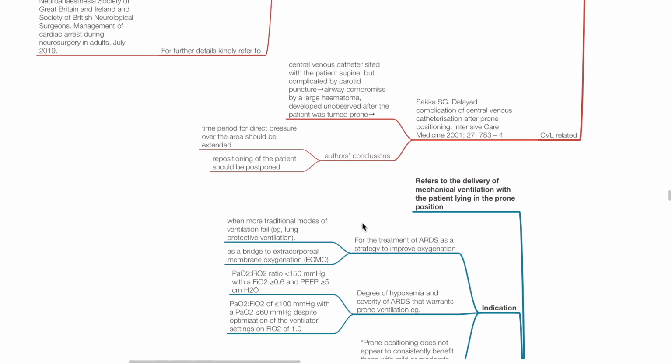CVL-related complication. This is a case report by Saka S.G. et al. in 2001. The CVL was sited with the patient supine, but is complicated by carotid puncture. Airway compromise occurred due to a large hematoma, which developed unobserved after the patient was turned prone. The author's conclusion: the time period for direct pressure over the area should be extended, and repositioning of the patient should be postponed.